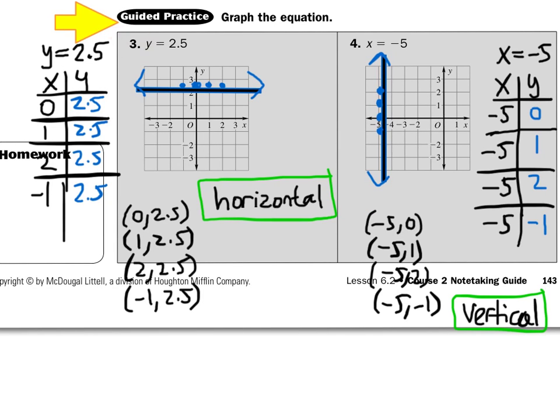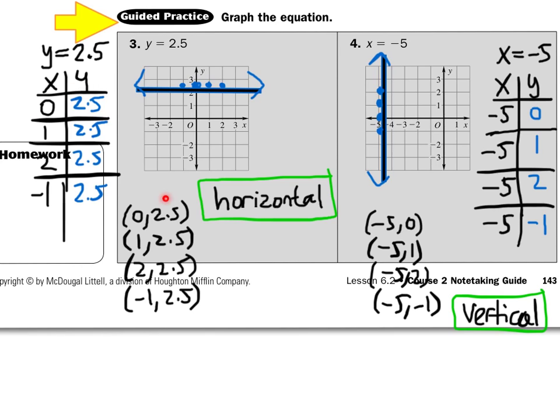Okay, so take a look at number 3, y equals 2.5. So I wrote it here, I did my x column, and I did my y column. Now for x, I'm going to make up easy values, 0, 1, 2, -1. For y, they told me it has to be 2.5. So I'm going to put 2.5, 2.5, 2.5, 2.5. And now I'm going to graph these points.